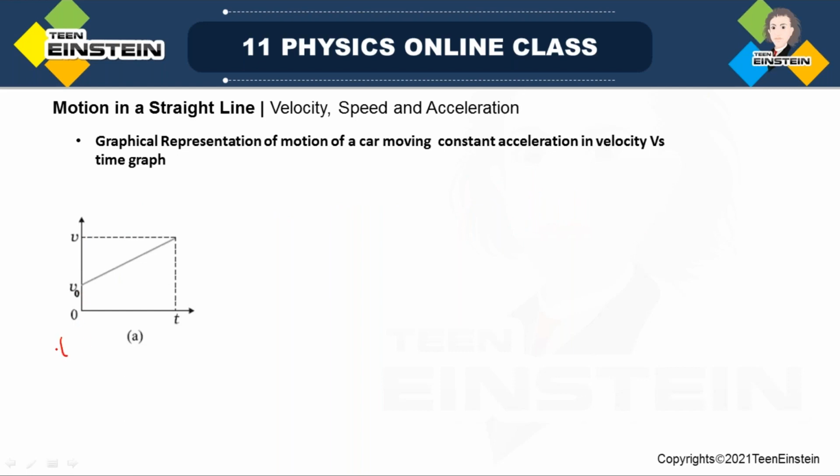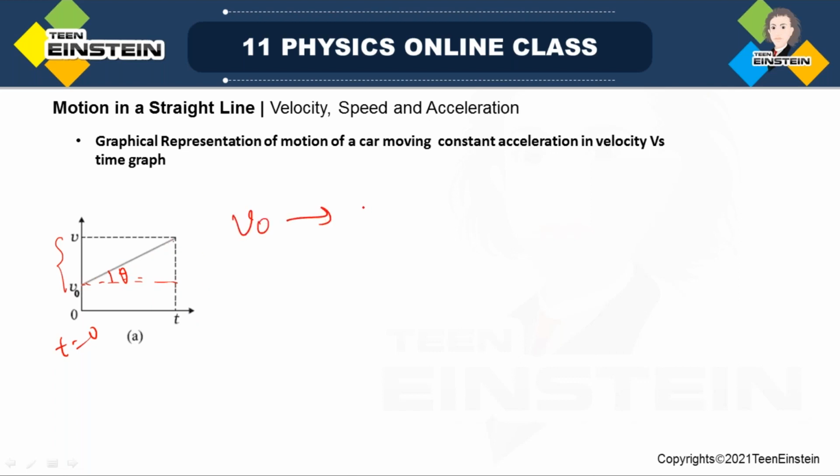Look at this one. As I said, at t equal to 0, it has some initial velocity v0. Then it increases uniformly. It is not a constant velocity. Constant velocity means like this, so it is not constant. Velocity is increasing. See, the slope is a constant one. So that means it has a constant average acceleration, and that acceleration is positive because the velocity is increasing up to some positive value.